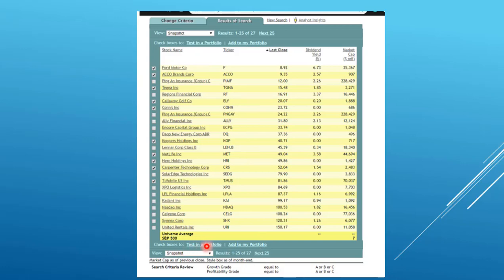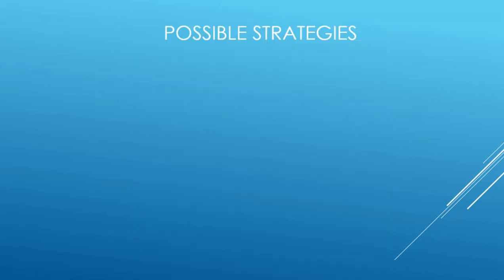Then I can click on Test a Portfolio, and it'll introduce these stocks into a separate portfolio that I can keep track of. So we look at the ticker symbol. If we wanted to, we could click on the ticker symbol itself and go back to the quote page. That takes us back to the beginning of our video, how to start through that process.